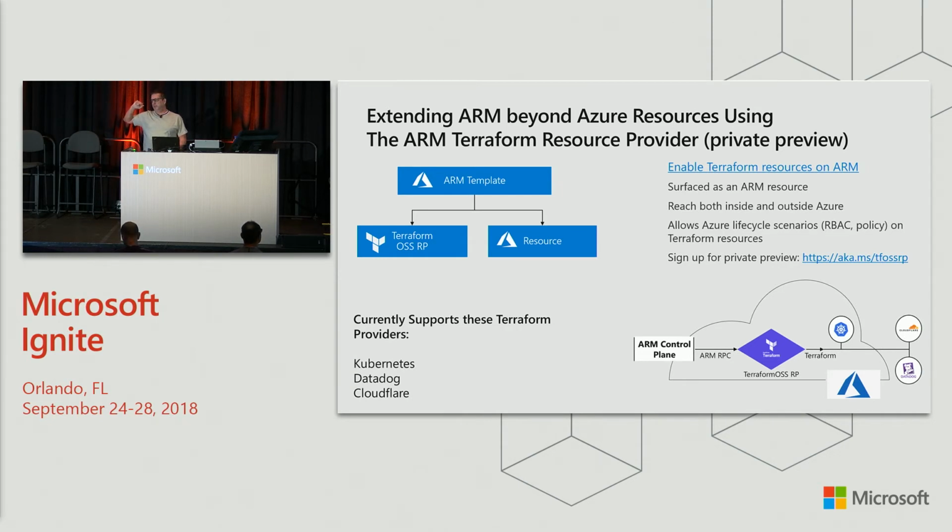But equally, you can go outside, and if you're using Datadog for monitoring, if you're using Cloudflare for any of their network services, you can interact with those providers as well. So the intent here is to basically try and cover as many of the official Terraform providers as makes sense. Some of them don't make sense because they're client-side things. But all the ones that make sense in a server-side context, we will try and enable. And again, we'd love you to give us feedback on the scenarios you have so we understand which ones we should prioritize enabling. You can sign up for the preview at that link there.